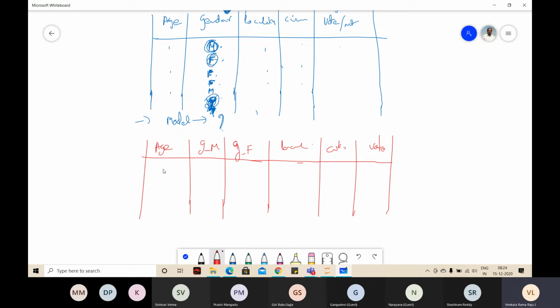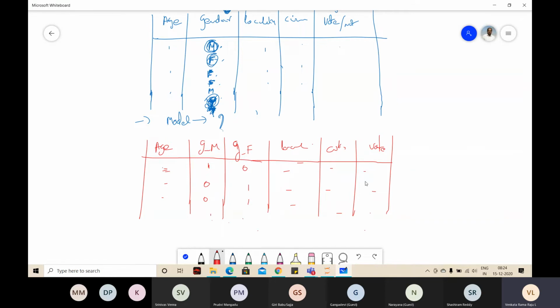Now what happens? If the first record belongs to male, I'll have 1 here and 0 there. Some other value, we don't care. The second record belongs to female, so this is 1. Actually, we can remove a column in this particular scenario, but for understanding purposes, I am using it. Like that, the data set will become like that.